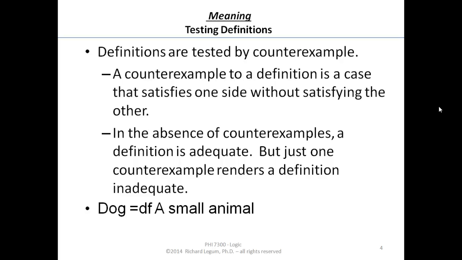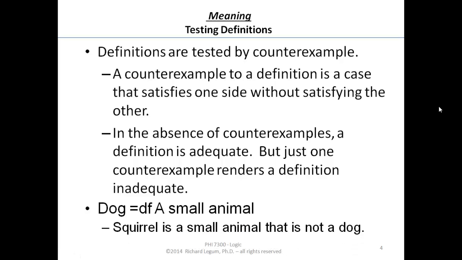Let's just consider how this works. Dog equals, by definition, a small animal. Now let's try to think, does this definition have any counterexamples? Well, I'm looking out the window, I see a squirrel. A squirrel is a small animal, but it's not a dog. So this definition ends up being way too broad. But a squirrel is a counterexample. It's a small animal that is not a dog. So that's how we would test that definition and show that it's a bad one.